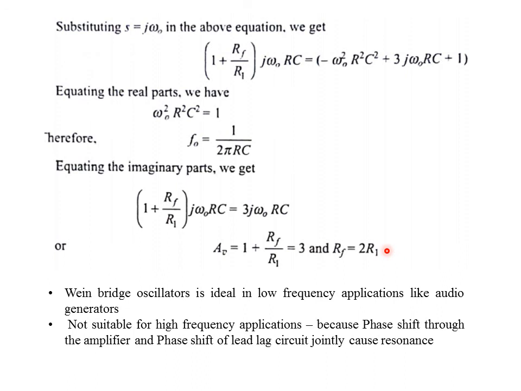Wien bridge oscillator is ideal in low frequency applications like audio generators. It is not suitable for high frequency applications because the phase shift through the amplifier and the phase shift of the lead-lag circuit jointly cause resonance. In contrast, LC oscillators are actually used for high frequency applications.